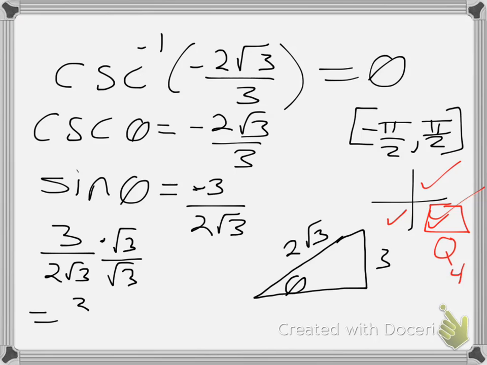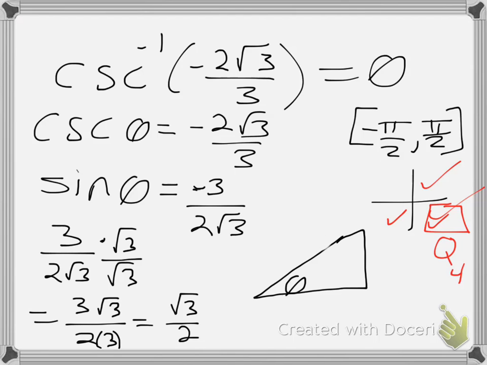So now I have 3 root 3 over 2 times 3. And that becomes square root of 3 over 2. So another way I can think of it. And so if I build the triangle based off that, again talking about sine, I have square root of 3, which means this side is now 1, we can see, okay, it's a 30, 60, 90 triangle.